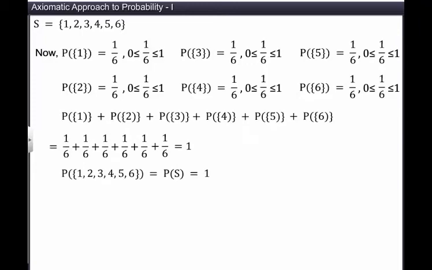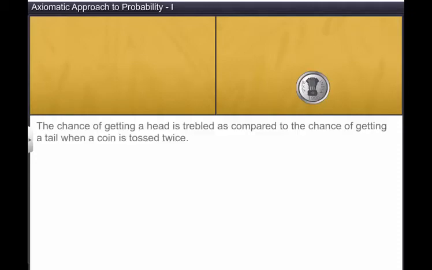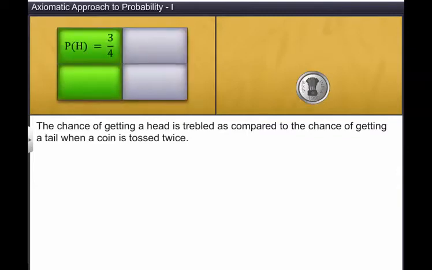Now, let's consider a coin is tossed once. The coin has 3 times the chance of falling heads up as it has of falling tails up. Therefore, P of H is equal to 3/4 and P of T is equal to 1/4. The values of the probabilities lie between 0 and 1. On adding the probabilities, we get 1, which is the probability of the sample space.